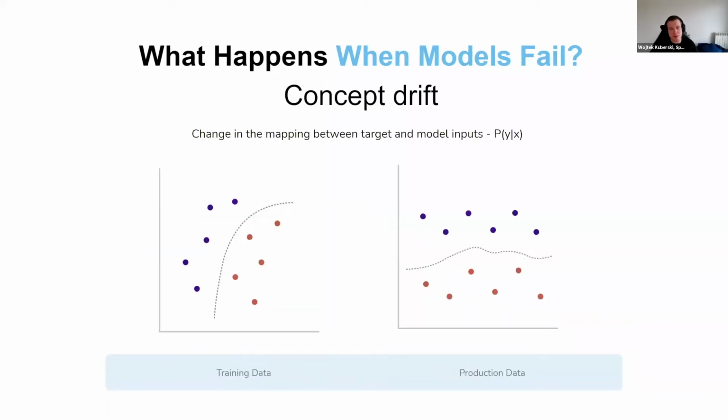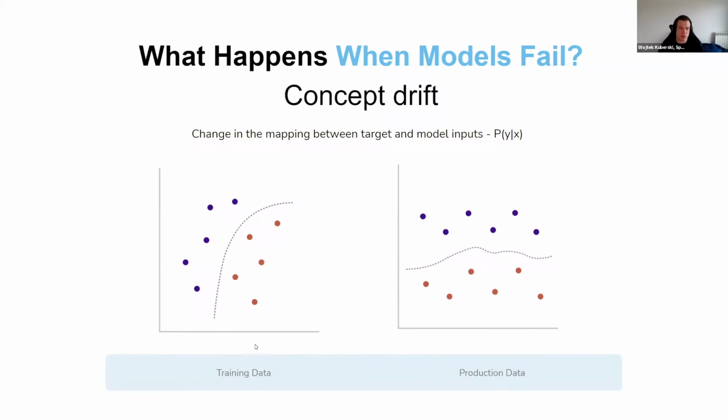So now let's talk about the second concept that we'll have to introduce here, which is concept drift. Concept drift is simply the change in the mapping between the target and the model inputs. Assuming that we have a certain number of model inputs, we're trying to learn the underlying real function that maps the model inputs to the target. And of course, this can change in time due to mostly external factors, things that are not observed in the data.